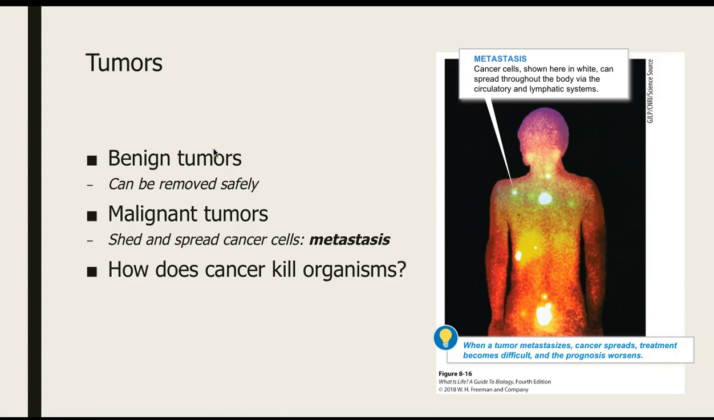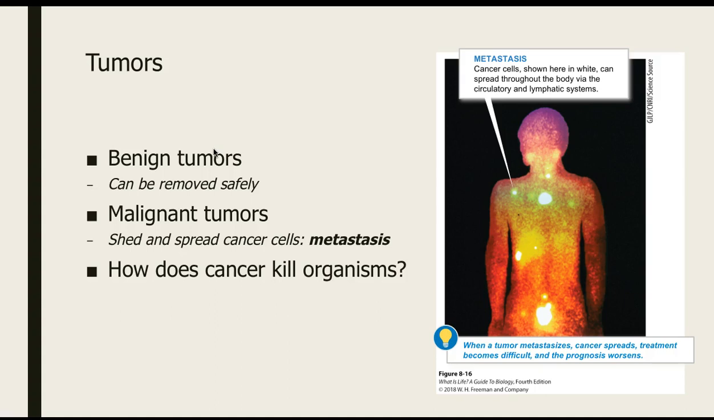Benign tumors, benign means fine, it means good. Those are things that can be removed safely. They're just masses of normal cells that don't spread. And remember, for it to be cancer, they have to spread. So some examples of benign tumors might be a mole on your skin, something along those lines. Can remove safely, not invading other parts of the body, totally fine.